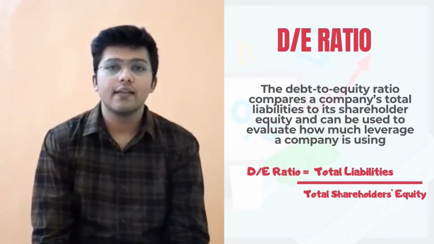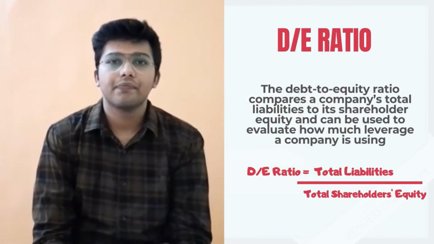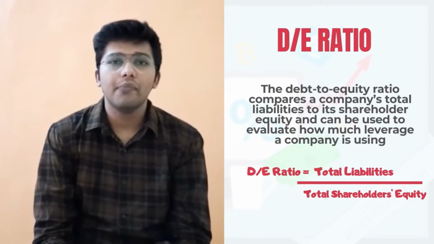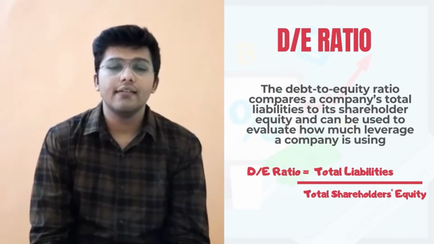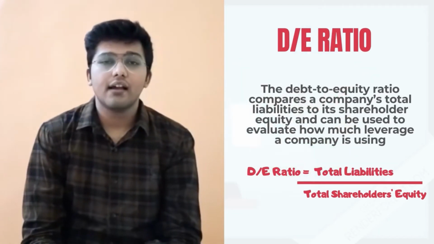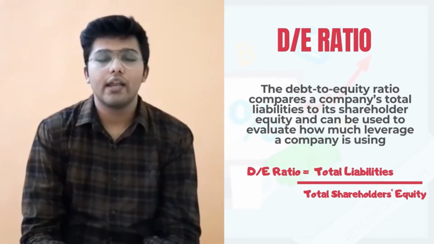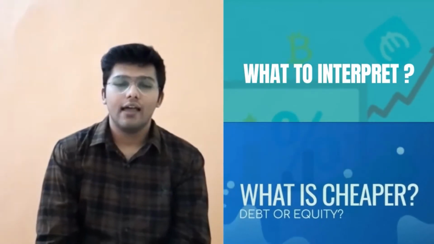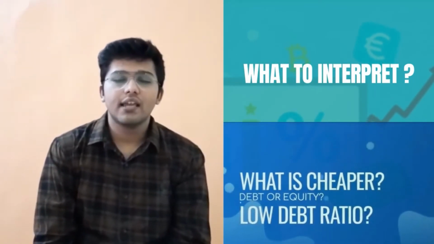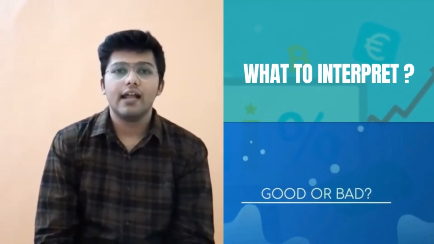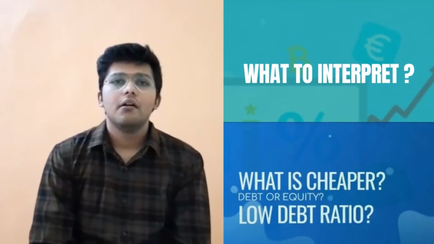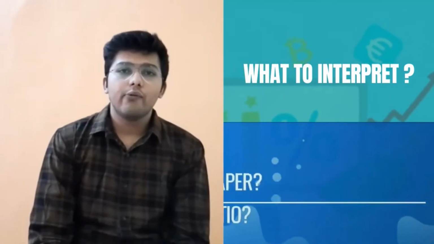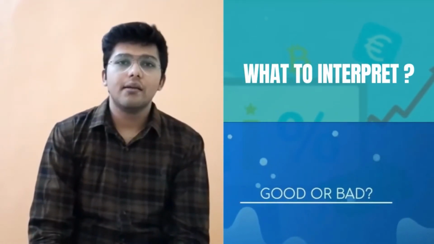This ratio shows the capital structure of the company. It shows how much leveraged the company is, that is, how much debt the company has taken with respect to its equity. Debt is riskier in comparison to equity, however, debt is cheaper with respect to equity. But a low debt to equity ratio is always considered better.